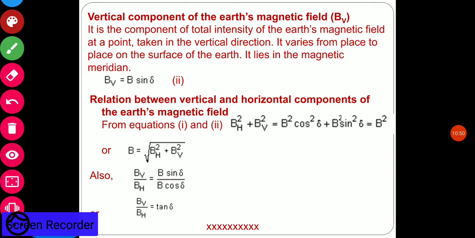So these are the Earth's magnetic elements. These are very important from the examination point of view.